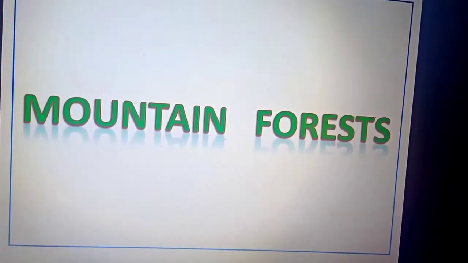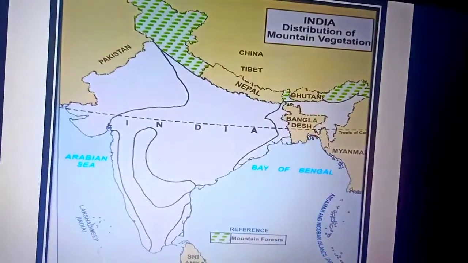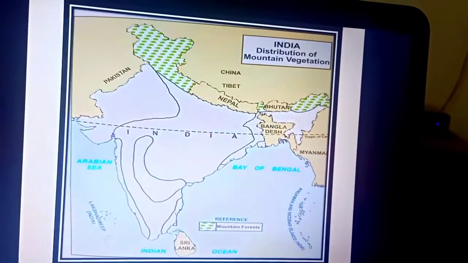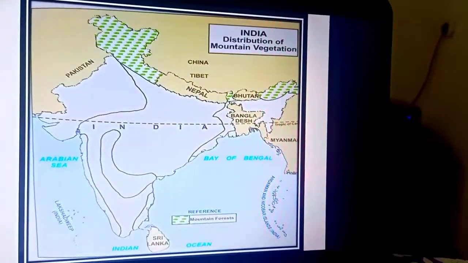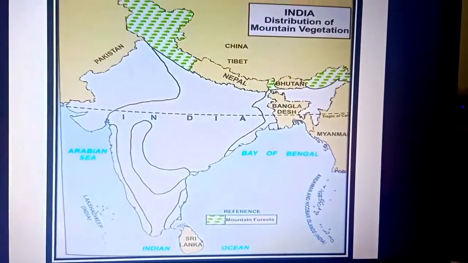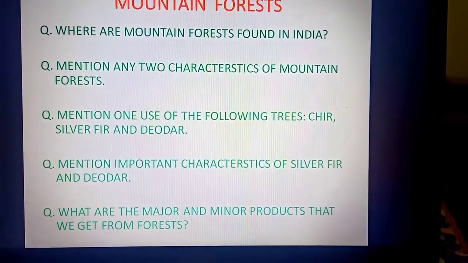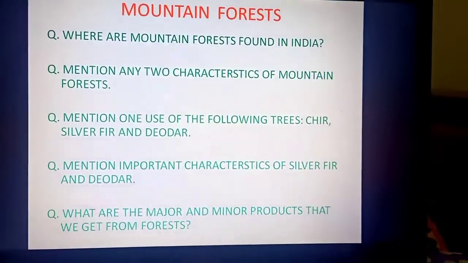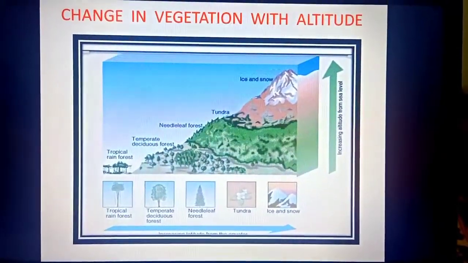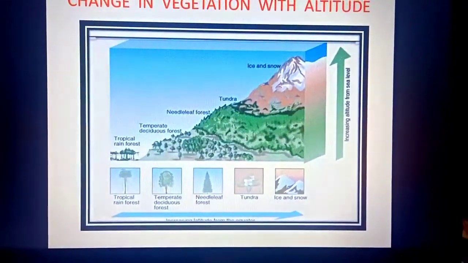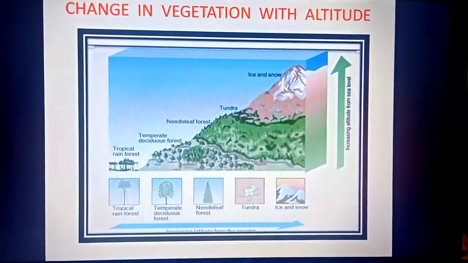So the last vegetation in the list is mountain forest, as we have seen in the map. So this is the map. You can see in the northern part of India, which is mostly mountainous, here is found the mountain forest. I have put questions, children, but I would like to discuss a concept: the change of vegetation with altitude. Children, being students of standard 10, you should know this concept for better understanding.